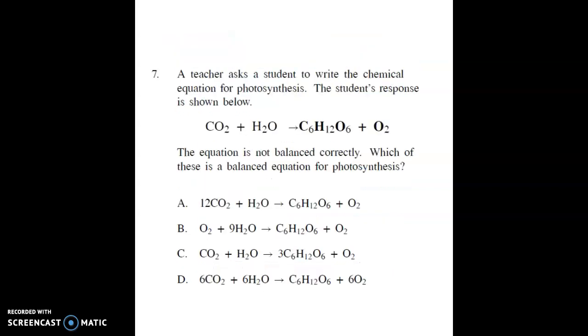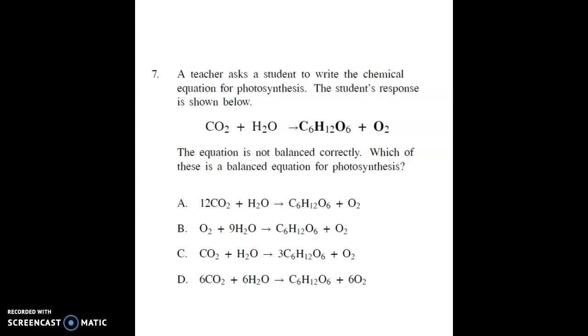Question 7. A teacher asked a student to write the chemical equation for photosynthesis. The student's response is shown below. CO2 plus H2O yields C6H12O6 plus O2. The equation is not balanced correctly. Which of these is a balanced equation for photosynthesis?